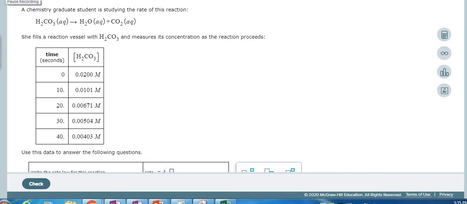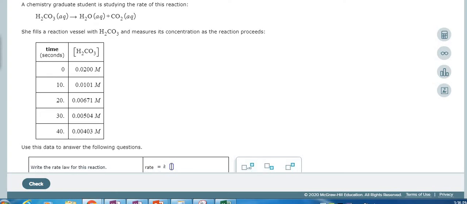Okay, here is an ALEKS problem that we should be able to do. It says a chemistry graduate student is studying the rate of this reaction, where we have carbonic acid that we know from a previous semester is going to break down to water and CO2. It gives us a time and the concentration of the carbonic acid over the course of 40 seconds, and then it's going to ask us a couple of questions.